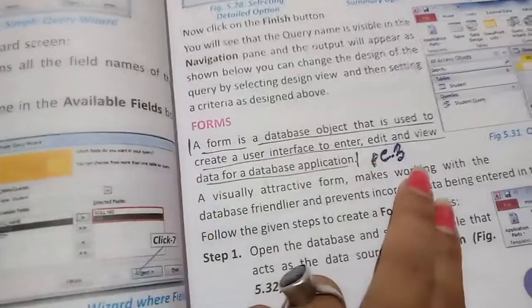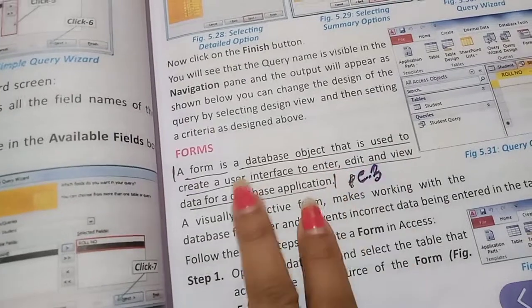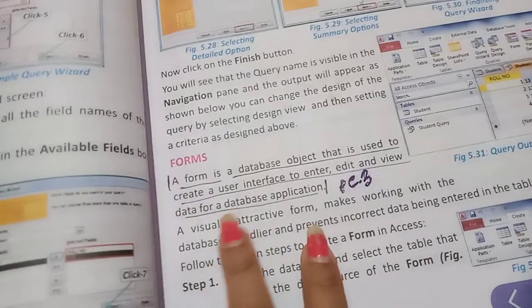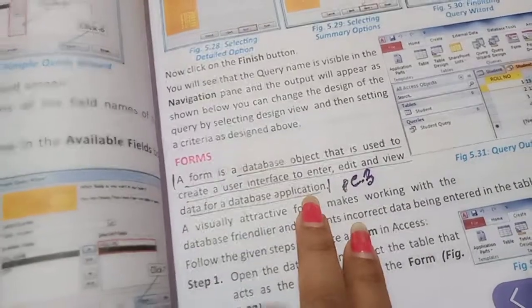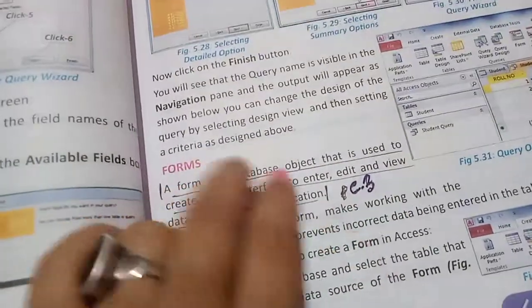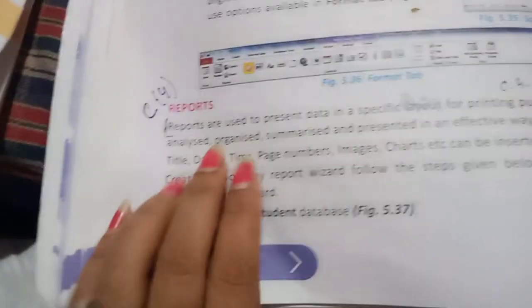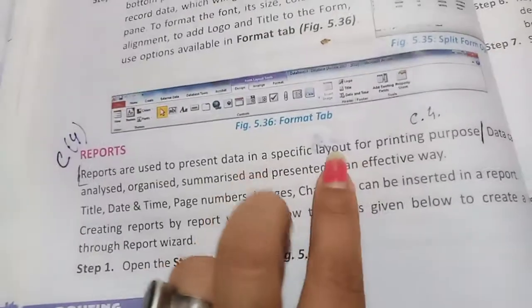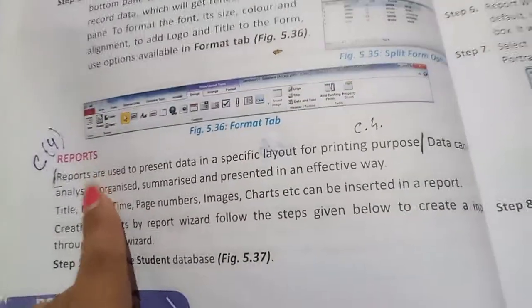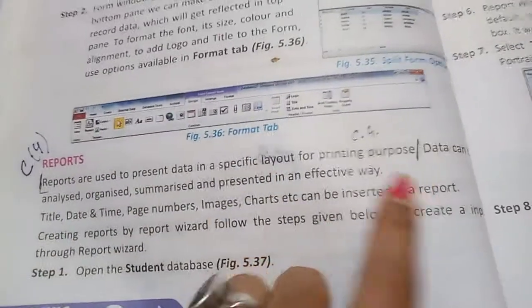So what is form? Form, this is the answer of C number 3. A form is a database object that is used to create a user interface to enter, edit and view data for a database application. You want to add, enter, edit, anything you want to do, you can do in the form. Next you see what is report. Reports are used to present data in a specific layout for printing purpose. For printing purpose you want to get the reports. So this part is the answer of C number 4.